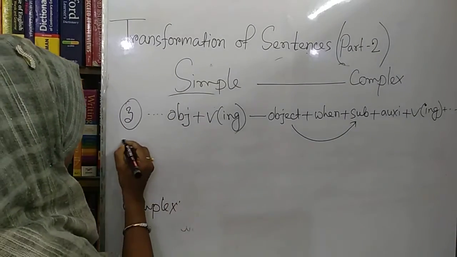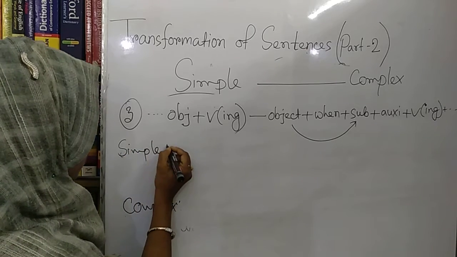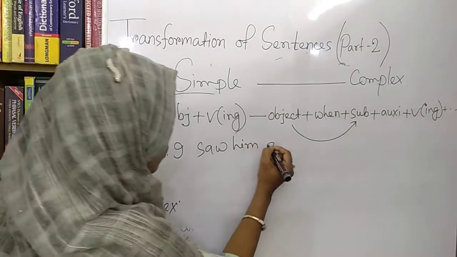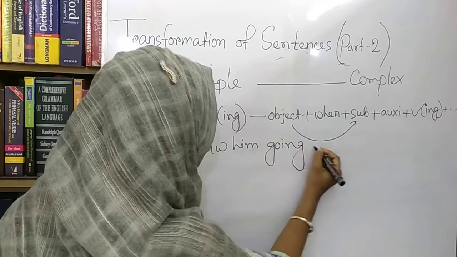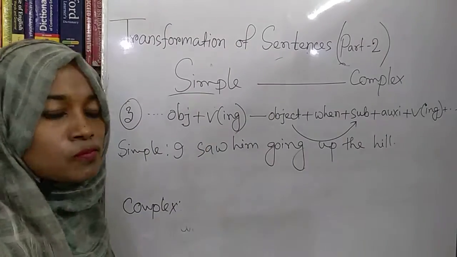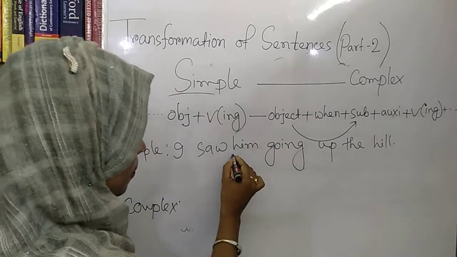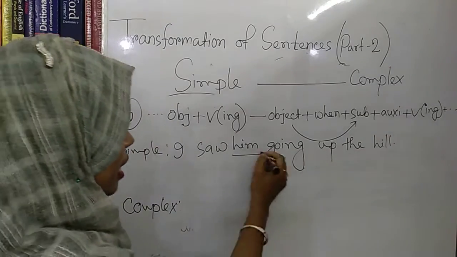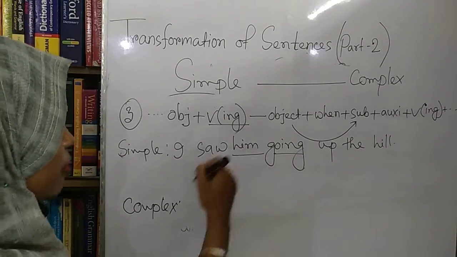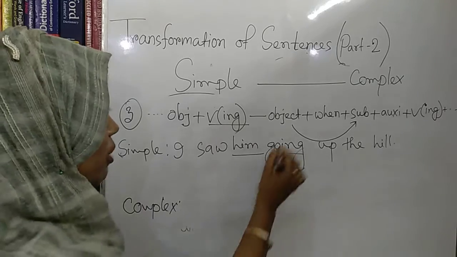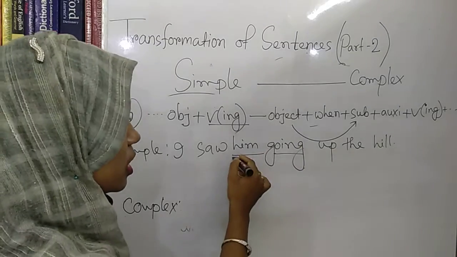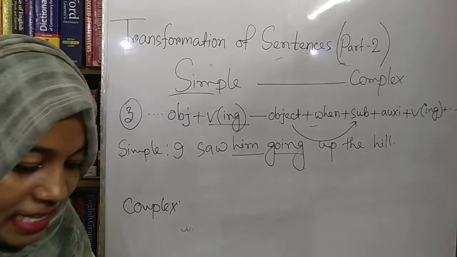For example, I saw him going up the hill. Here you can see him is an object, and after the object there is a present participle, going. If we want to make it complex, we have to follow this structure. Actually, this part will start after the verb, after the main part of the sentence.